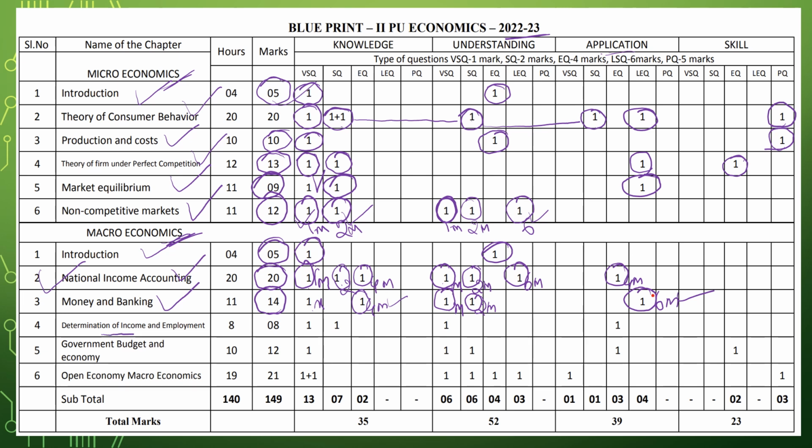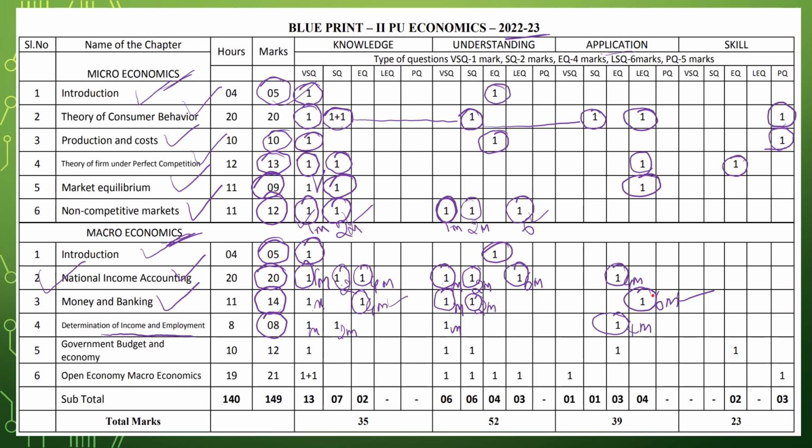And come to determination of income and employment. For this chapter, the marks allotted is 8. And from this chapter, one 1-mark question and one 2-mark question will be asked. And from understanding, one 1-mark question will be asked. Okay. And here one 4-mark question will be asked.